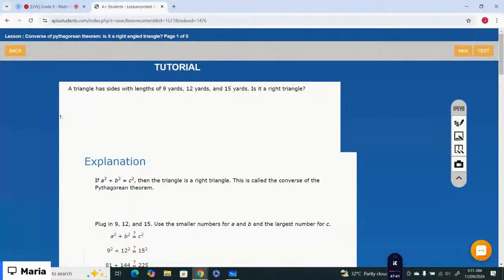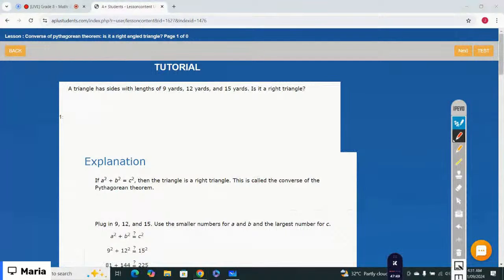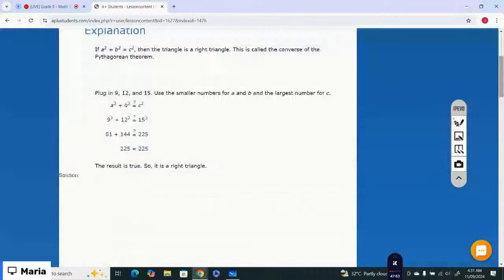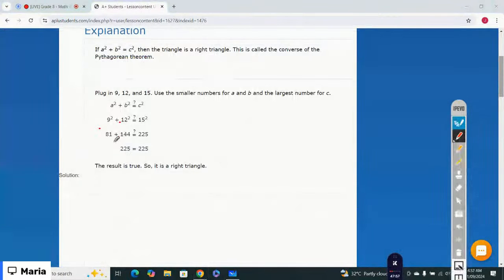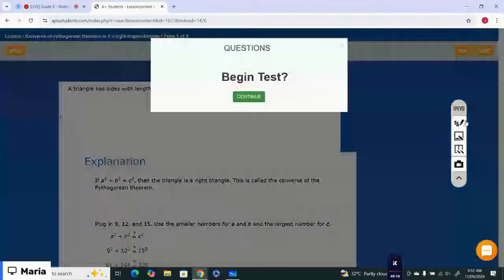Just look at the measurements. They are 9 yards, 12 yards, and 15 yards. So 15 is the longest side, then that must be the hypotenuse, right? So just put the values in the Pythagorean theorem. 15 square equals 12 square plus 9 square. So 81 plus 144 makes 225 and 15 square makes 225. They are exactly equal. That means yes, that is a right angle triangle. Got it? Let's just start with the test questions.